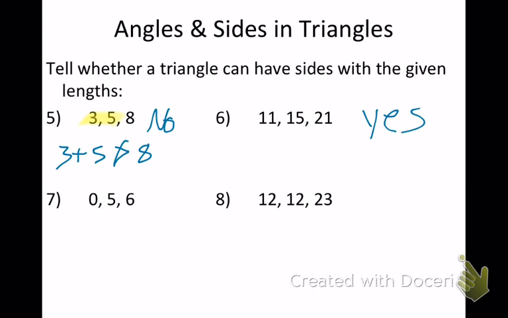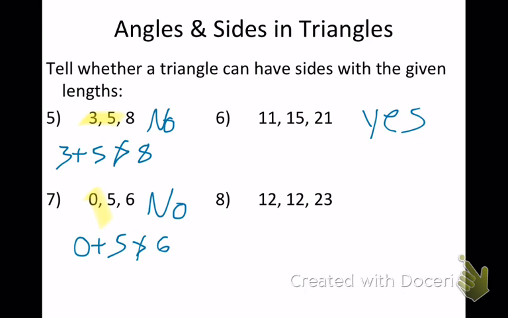7, 0, 5, and 6, would that give me a triangle? No. Why not? Well, let's put it this way. Some of you are like, well, 0 plus 5 is not greater than 6. Let's stop even before we get that. You can't have a 0. Can I have a 0 side length? No. If the side length is 0, does the side exist? No. Doesn't even work. That's a no.